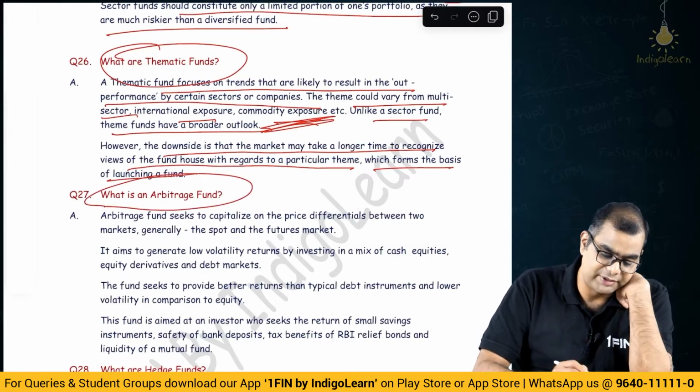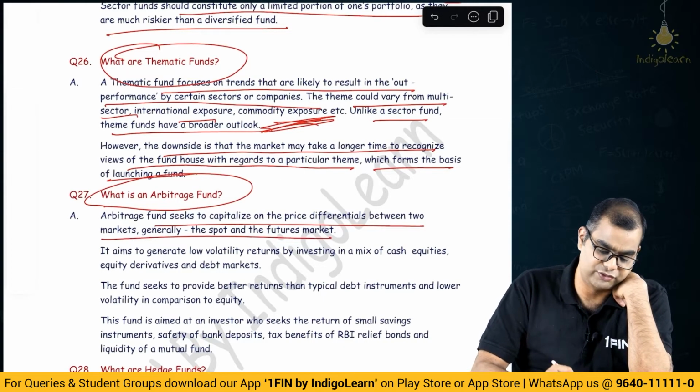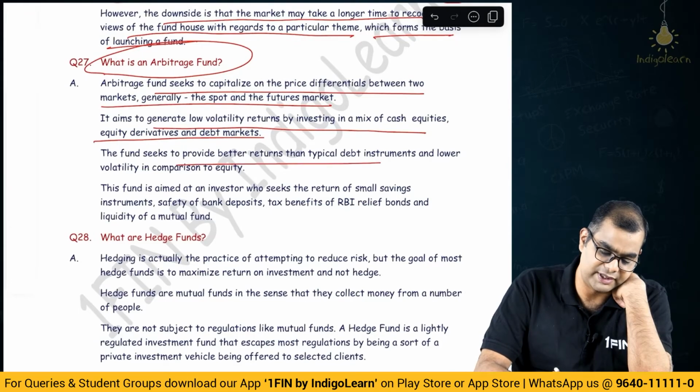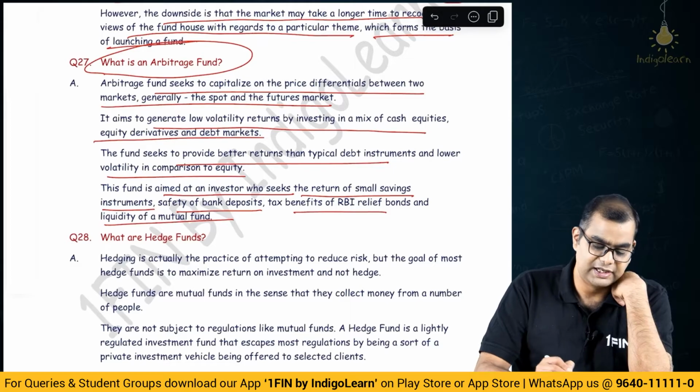Then you have something called as an arbitrage fund. An arbitrage fund seeks to capitalize the price differential between two markets, generally spot and futures. It aims to generate low volatility returns by investing in a mix of cash equities, derivatives and debt markets. The fund seeks to provide better returns than typical debt instruments and lower volatility compared to equity. The fund is aimed at an investor who seeks the returns of small saving instruments, safety of bank deposits, tax benefit of RBI bonds and liquidity of a mutual fund.